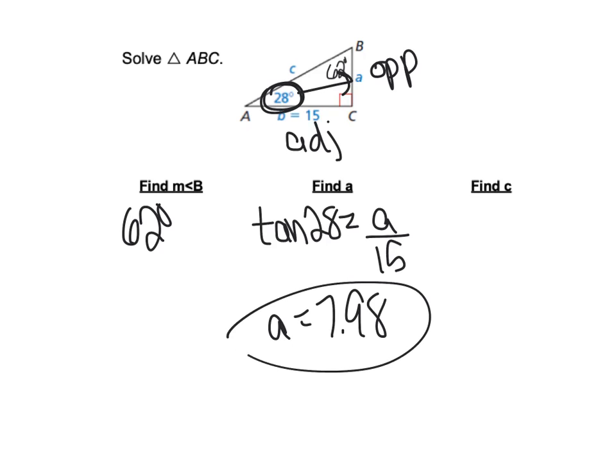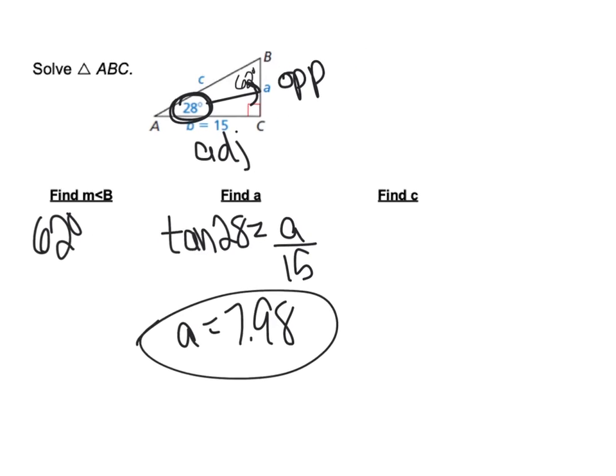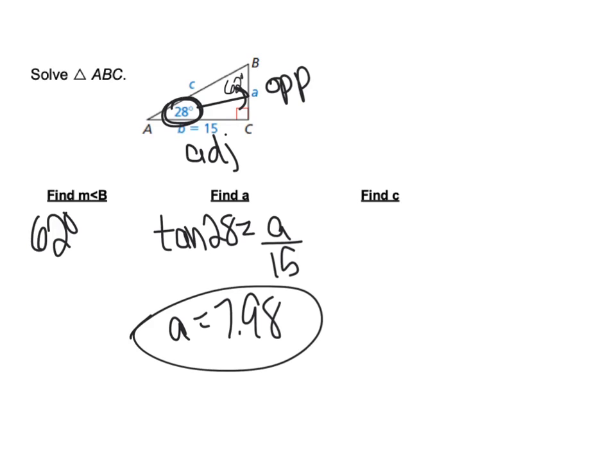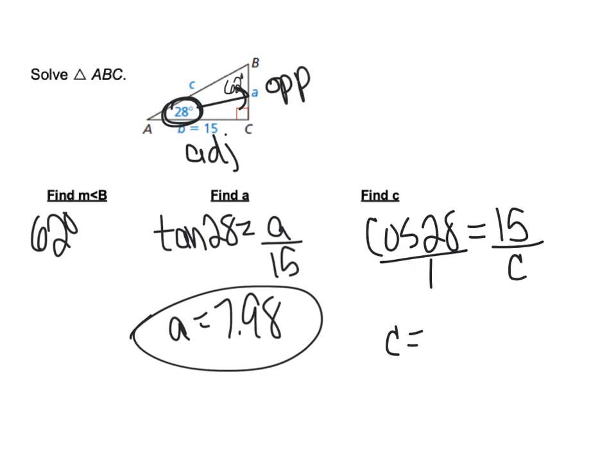7.98. At this point, to find C, you can either use the Pythagorean theorem, where you would have 7.98 squared plus 15 squared equals C squared, or you can go ahead and use trig to find it. If we did that, we would use the cosine of 28 because the cosine is adjacent, which is 15, over side C, which is the hypotenuse. When we cross multiply, to find C, we're going to take 15 and divide it by the cosine of 28, which would give us 16.99.